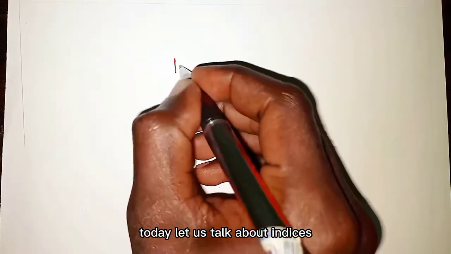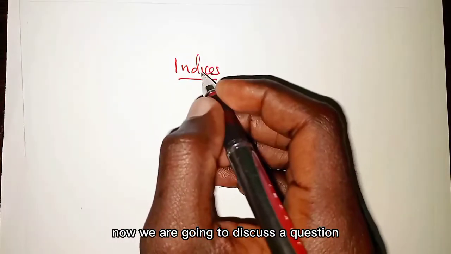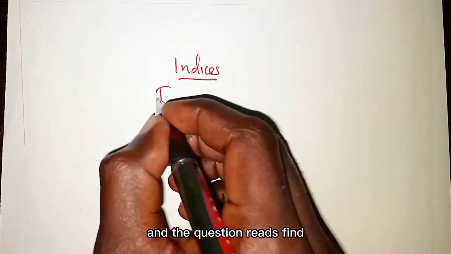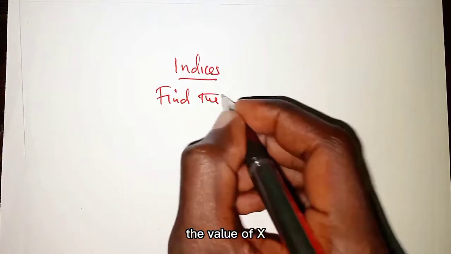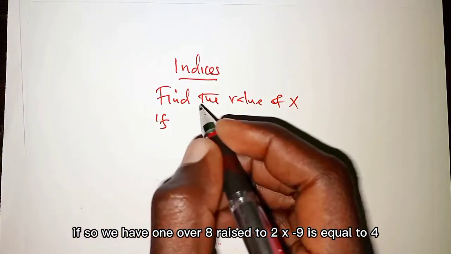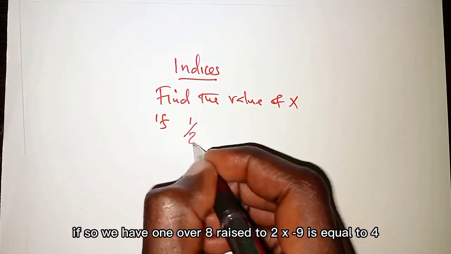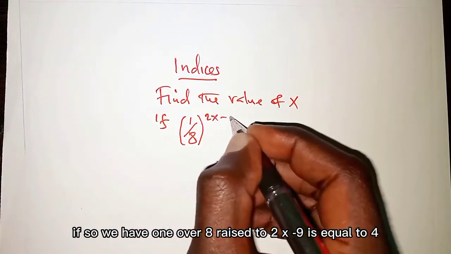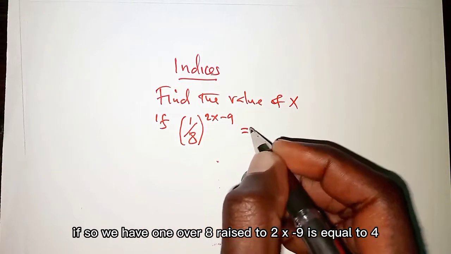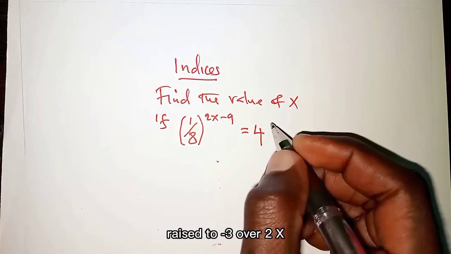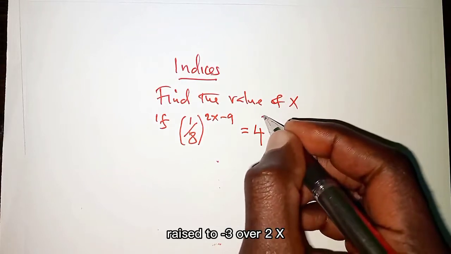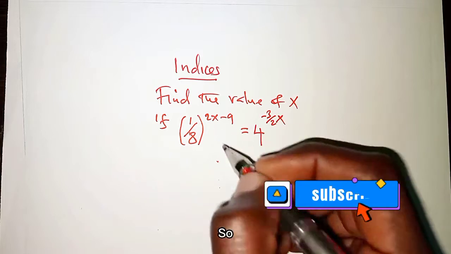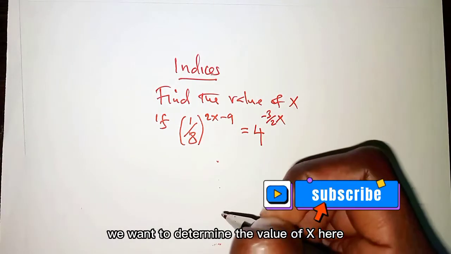Today let us talk about indices. Now we are going to discuss a question, and the question reads, find the value of x if we have (1/8) raised to 2x minus 9 is equal to 4 raised to negative 3 over 2x. So we want to determine the value of x here.